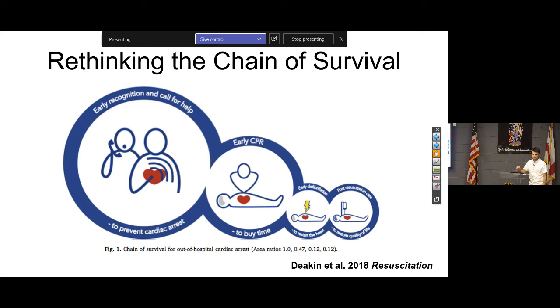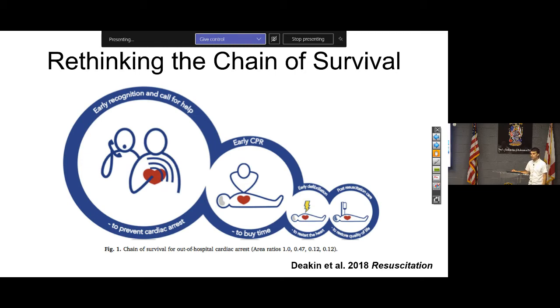But I wanted to mention, and I wish the American Heart Association would do away with that circle that says early CPR to buy time, because that's just not what CPR is for. CPR, in my estimation, is what resuscitates the patient. So that's the big problem I have with the chain of survival, but you're absolutely right. The links certainly have a variation in importance and magnitude.